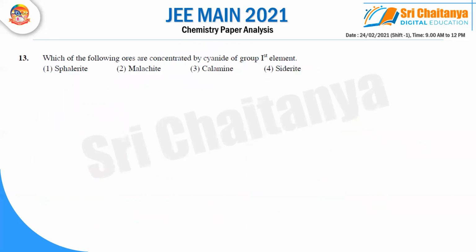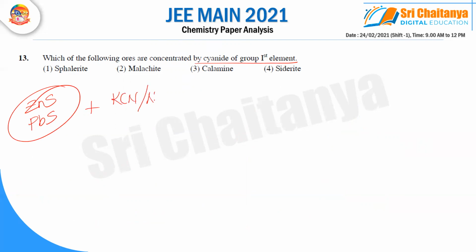Next one is from metallurgy. They are asking which of the ores are concentrated by cyanide of first group. So remember this thing, when ZnS is present with PbS, we use cyanide solution, either KCN or NaCN, to suppress the floating ability of one and concentrate the other. So that is the concept of activator and depressant.